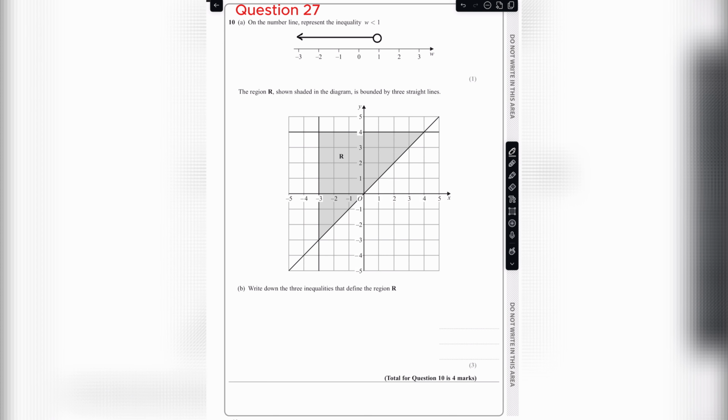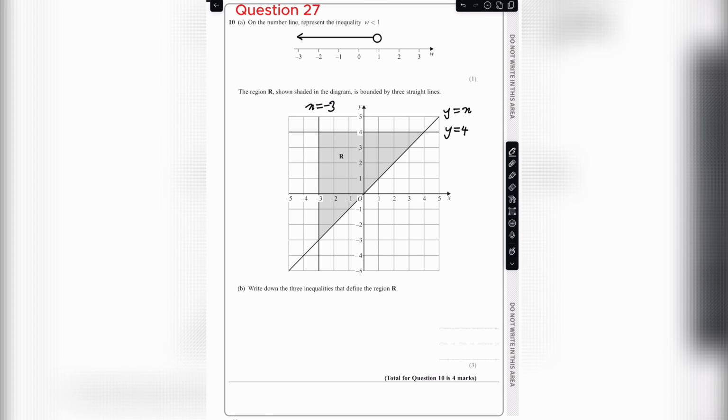In the second part of this question, we are told that the region R shown shaded in the diagram is bounded by 3 straight lines. Write down the 3 inequalities that define the region R. So the first thing we need to do is write the equations of all the straight lines. So we're going to start with the first horizontal line at the top, and that is simply the equation y equals 4. And our diagonal that goes through the origin is y equals x, and the vertical line on the left is x equals -3.